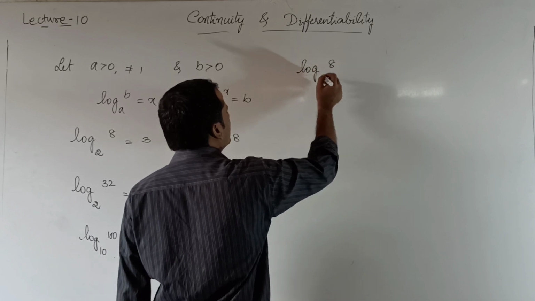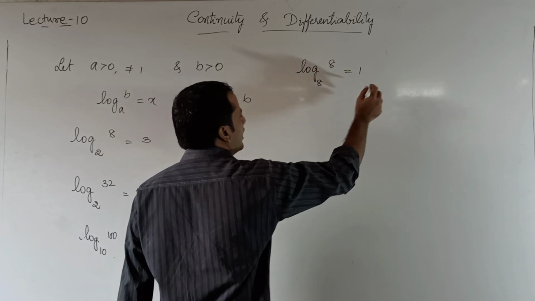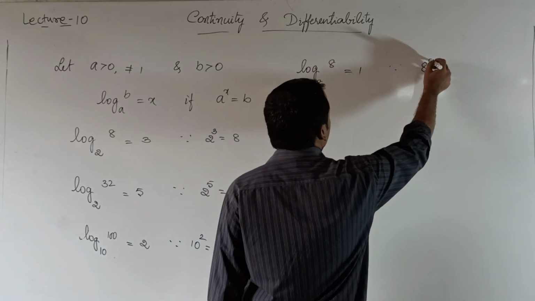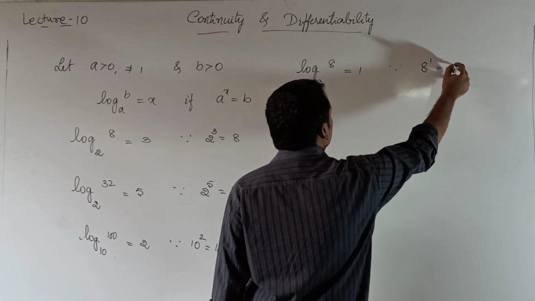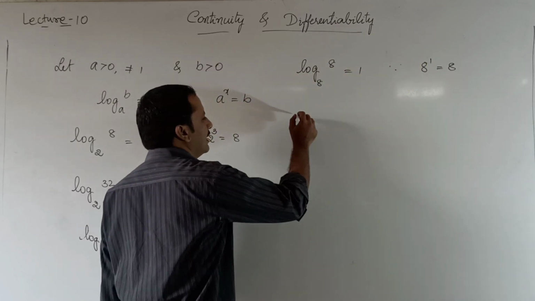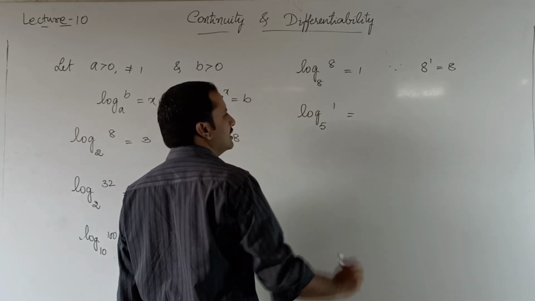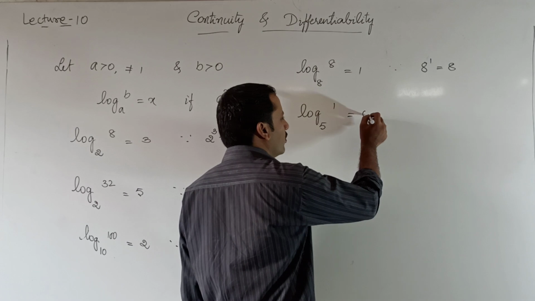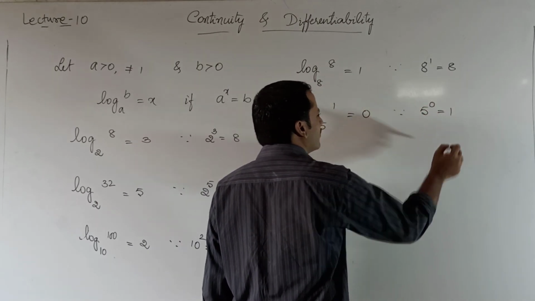Log 8 to the base 8 is equal to 1, since 8 to the power 1 is equal to 8. Then log 1 to the base 5 is equal to 0, since 5 to the power 0 is equal to 1.